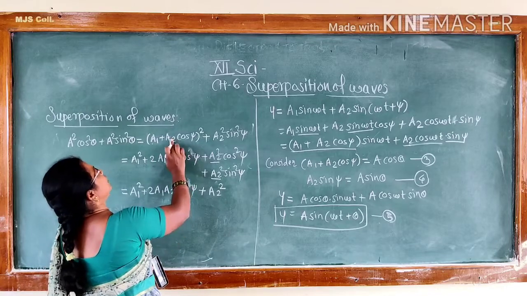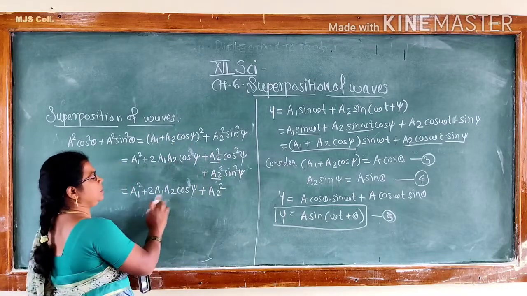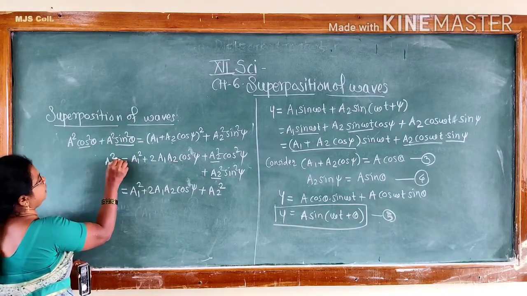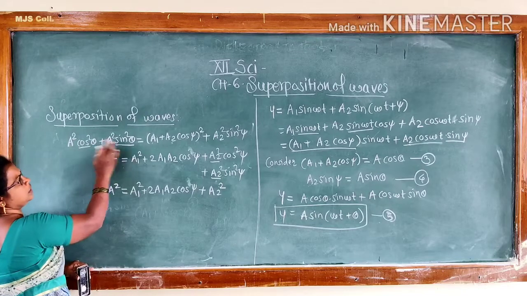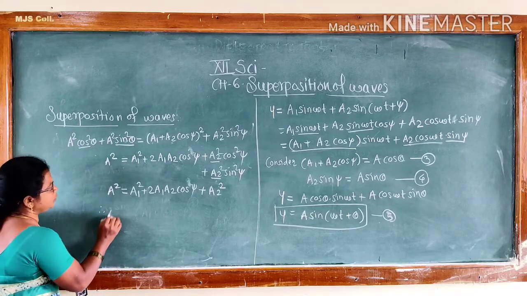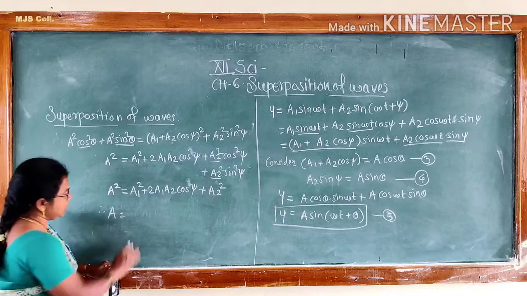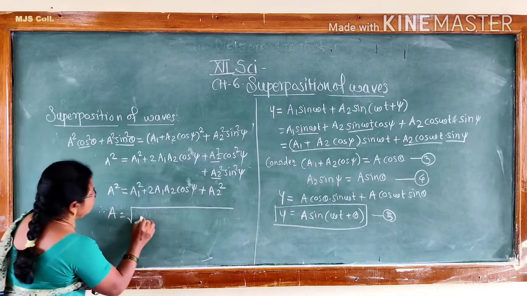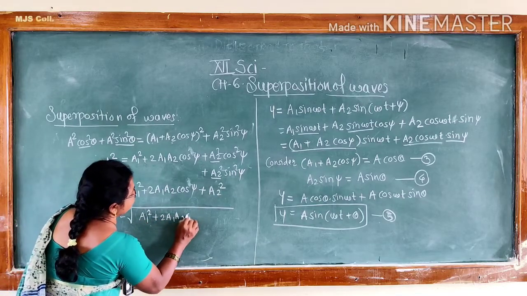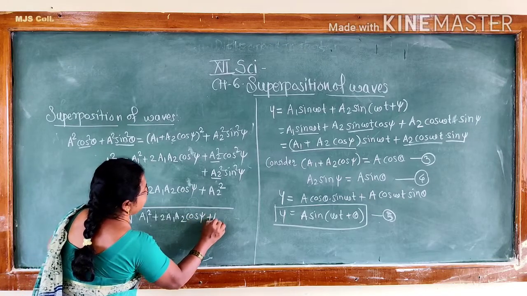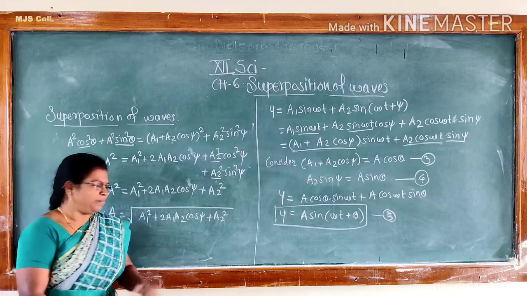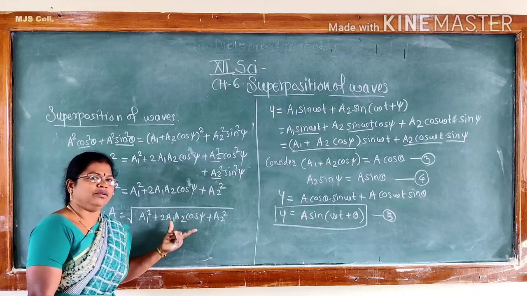Now it is clear. So here is A square, okay, this bracket is equal to 1. Take A square common, into the bracket, this is equal to 1. Therefore, resultant amplitude A is equal to square root of A1 square plus twice A1 A2 cos of psi plus A2 square. Okay, now this is the value of the resultant amplitude.